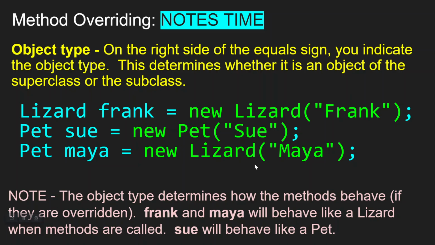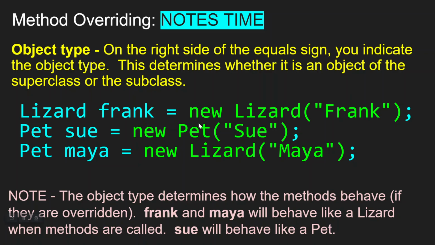Now, the object type determines how the methods behave. If a method is overridden, and an object is of a subclass type, then it's going to behave like the subclass. So what that means is Frank and Maya are both objects of the lizard class, so when you call their methods, they are going to behave like lizard objects.